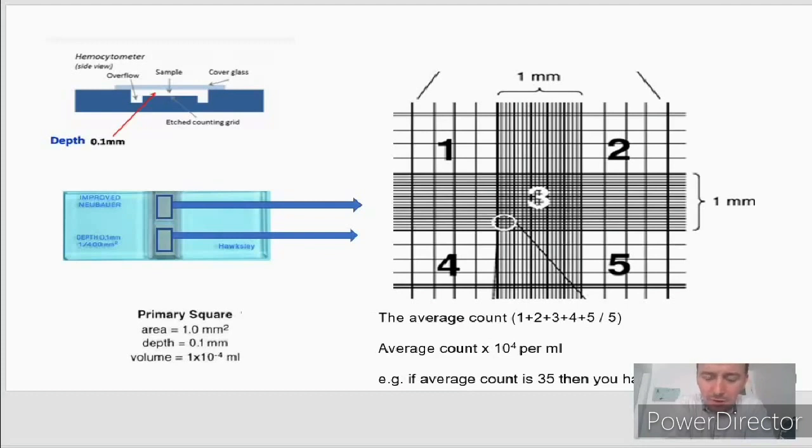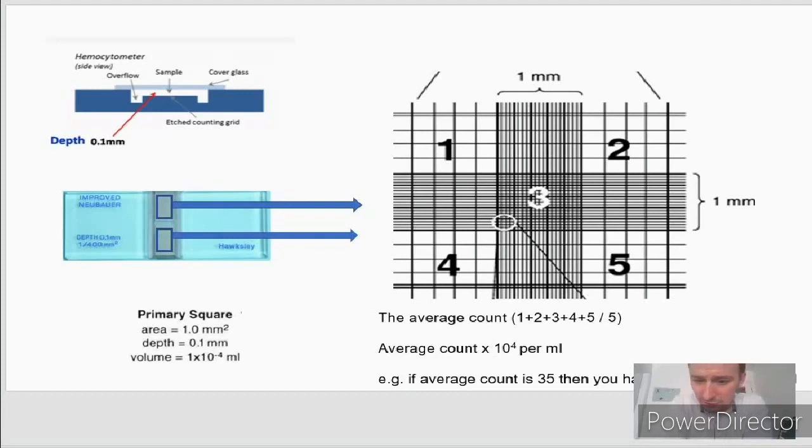Now, in terms of the counting chambers, this is what you would see if you look down a microscope. You'll see a whole range of different types of squares. In terms of the cell count that you're undertaking, you want to focus on these squares here. In order to obtain a cell count, you have to take the average number of cells present in this part of the grid, this part of the grid, this part of the grid, and this part of the grid.